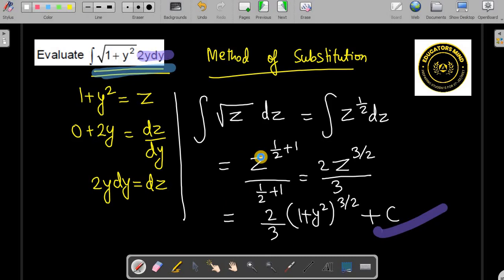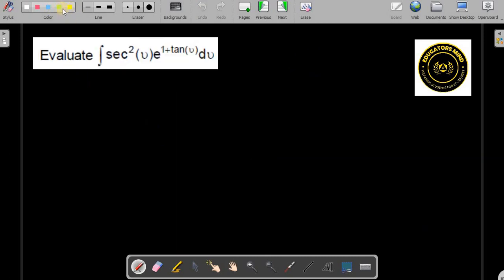Let's move to the next question. Evaluate this. Now how to do it? Again, we have to use the method of substitution. So what do we substitute? We have to think about that. Here you can see this 1 plus tan of this, right? This whole thing, 1 plus tan of this, can be substituted. Let us say 1 plus tan of this is v, and this you can write as z.